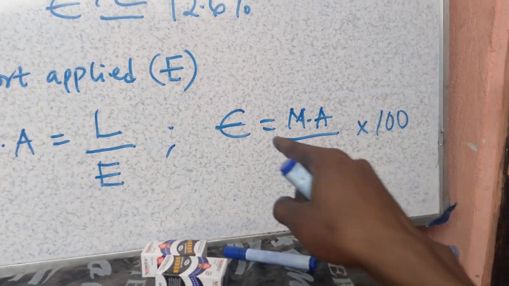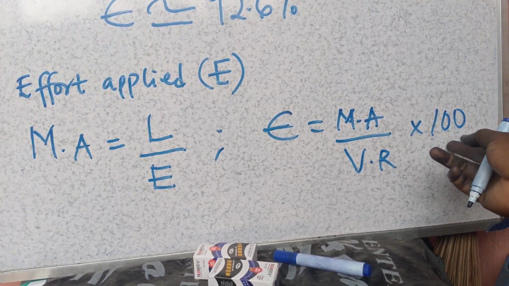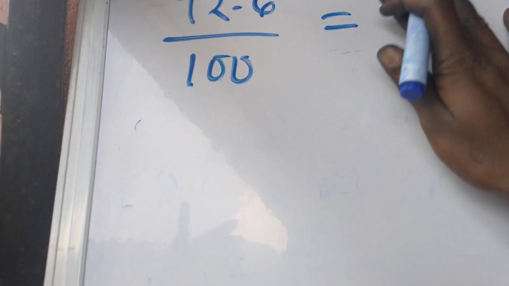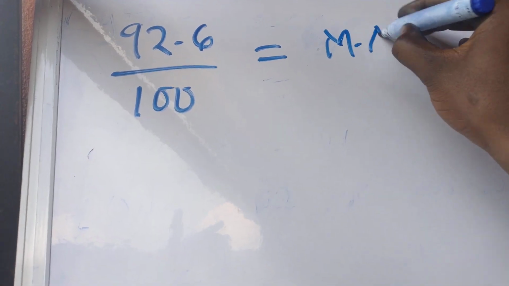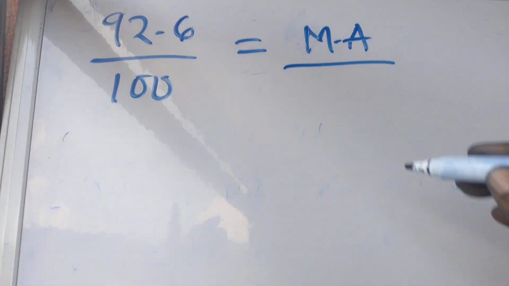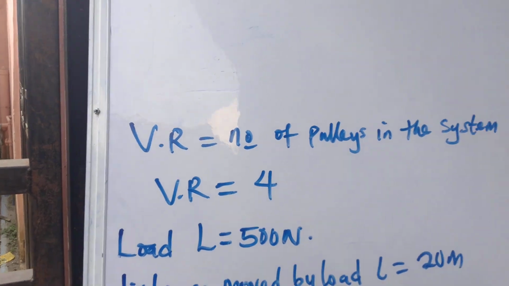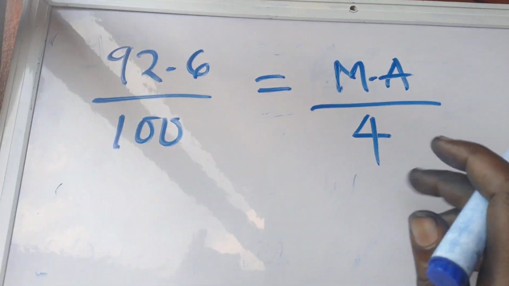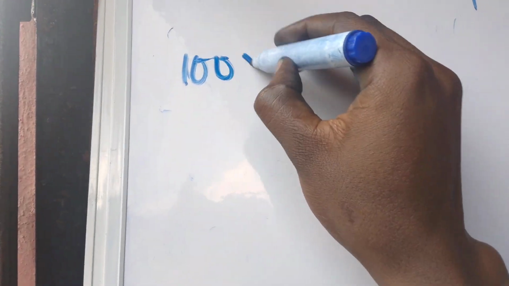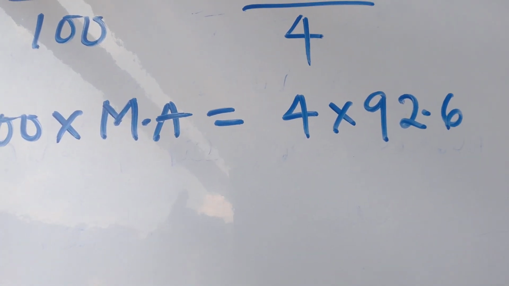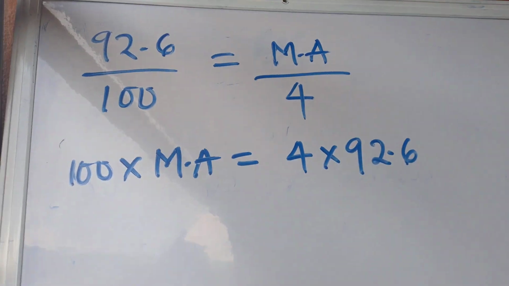So put this in place of this, and take this as the denominator, converting that to a fraction. That is 92.6 divided by 100 is equal to mechanical advantage over the velocity ratio, which is 4. Okay, remember, it's a system of 4 pulleys. So velocity ratio is the number of pulleys in the system, which is 4. Now if I cross multiply, I'll have 100 times mechanical advantage is equal to 4 times 92.6. Okay, that's when I cross multiply.